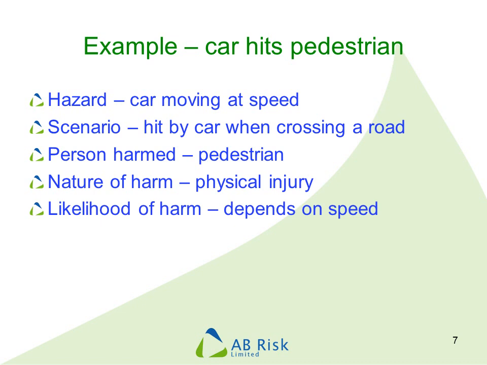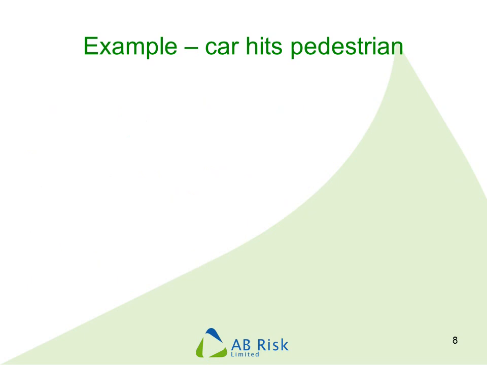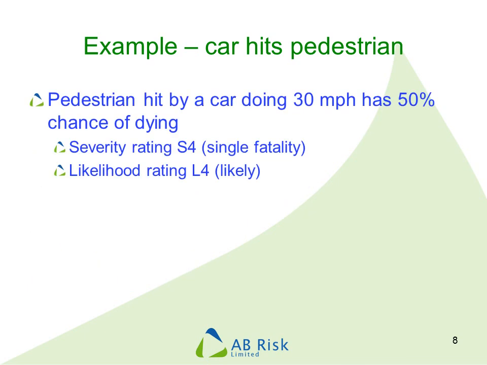So this is why we are not expecting a single result out of this assessment. The risk is what we're here to do, and the actions we're going to take will be determined by the risk. So continuing that on, we've got some data. A pedestrian hit by a car doing 30 miles an hour has a 50% chance of dying. So that's our severity rating of S4, single fatality. And likelihood, well, 50% I would say is a fairly likely outcome.